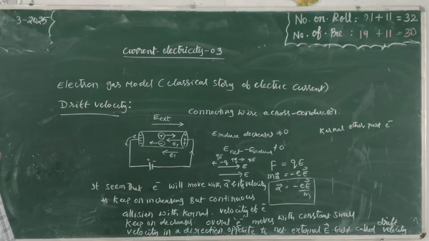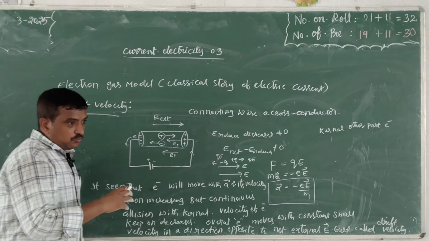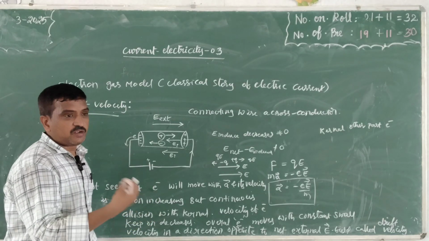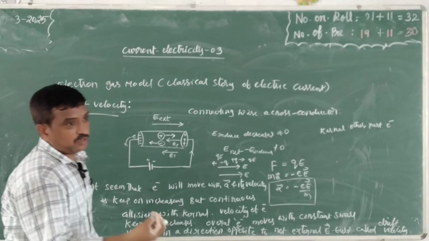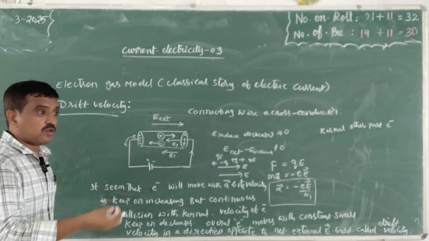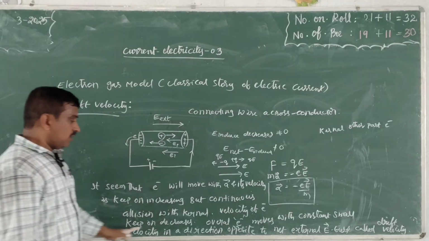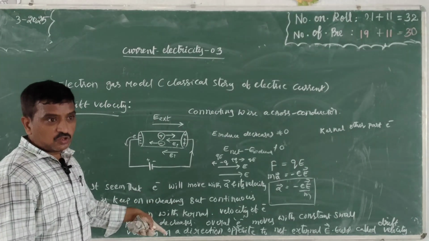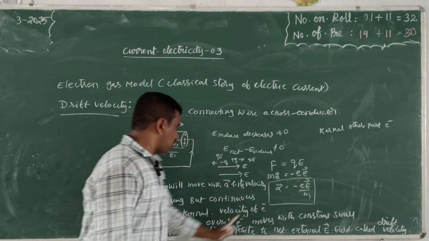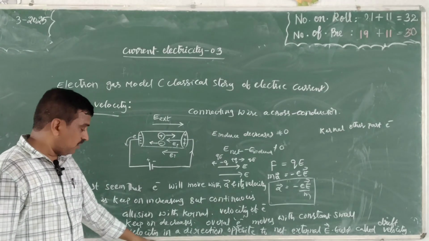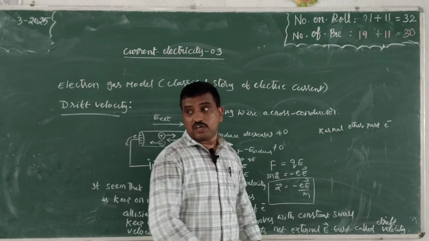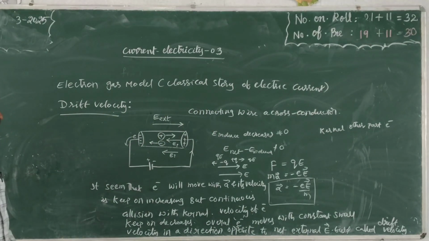Because of collision, the speed of one charged particle affects the speed of the other charged particle. That we call collision. Because of collision, its velocity keeps on decreasing: before it increased, now it decreases. Overall, the electron moves with a constant small velocity in a direction opposite to the net electric field. We call it drift velocity. Now we derive the drift velocity formula.